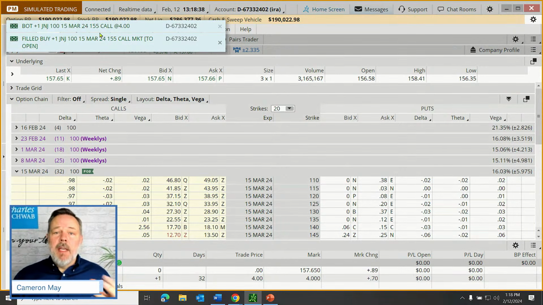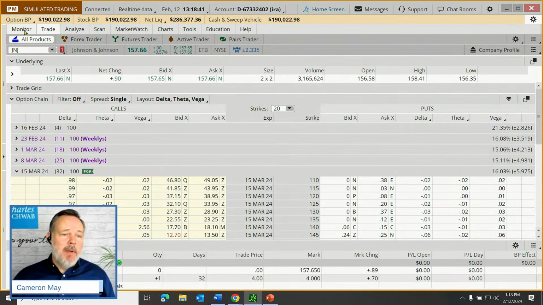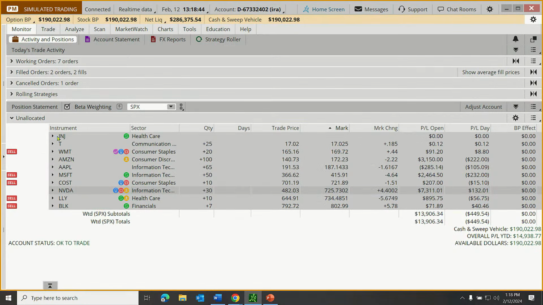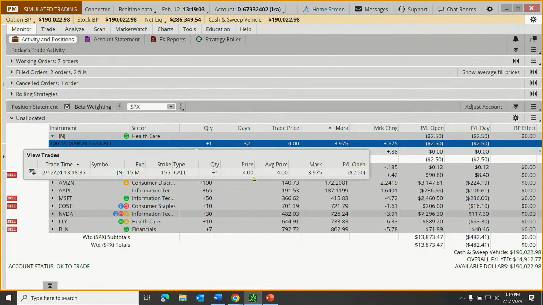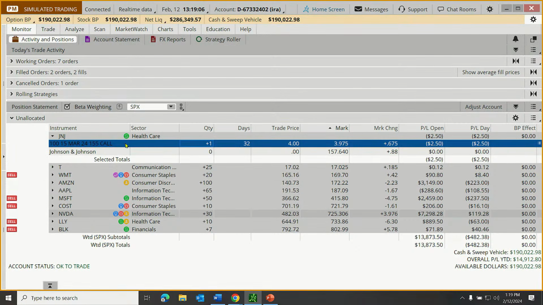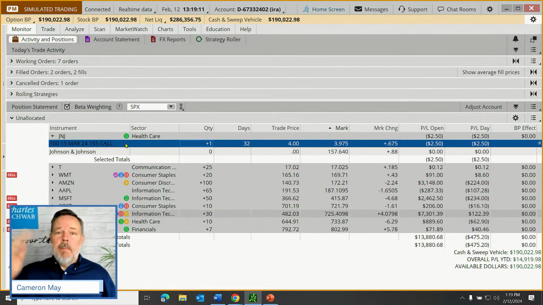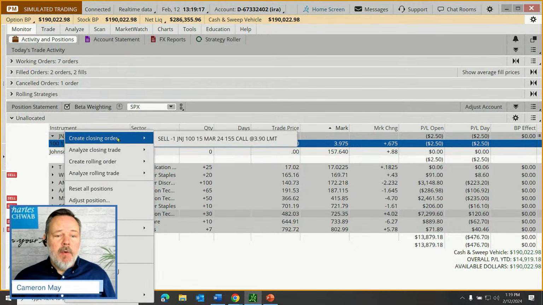Now, where do you think we're going to go to keep an eye on the progress of that call? Yep, we go back to the monitor tab. There's our J&J position. In this case, for options, we just click on the stock symbol, and that'll show us the details of the options. We have one contract. There are the contract details, 32 days till expiration. There's how much we paid for it. And then again, if we've decided, you know what, it's time to be done with this, maybe we're taking profits or we're taking losses, right-click again and create a closing order.